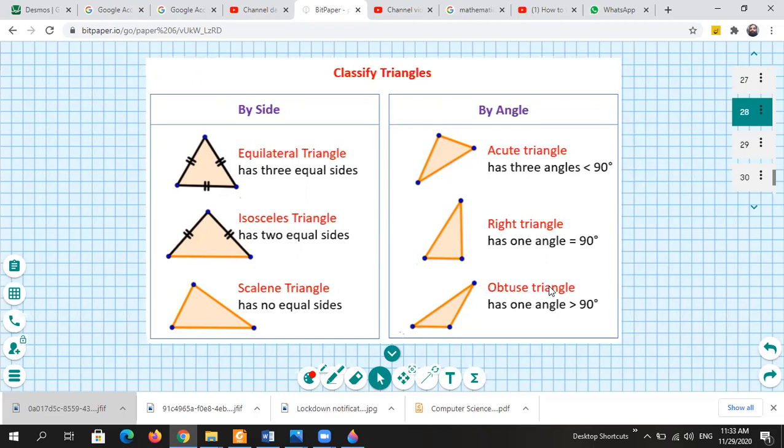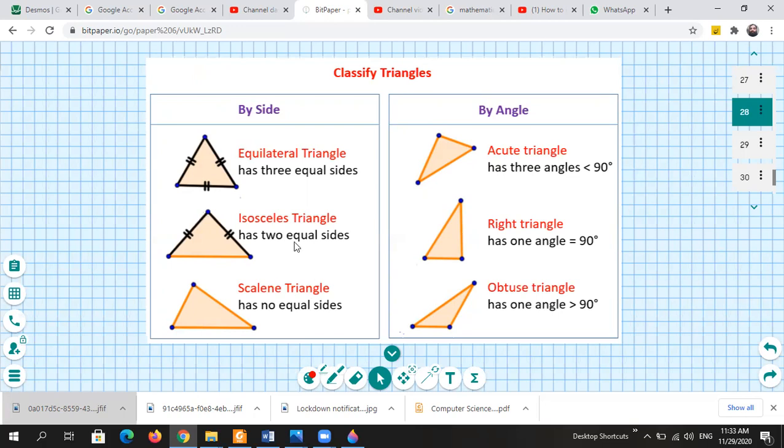By side, we have three types of triangles. Number one, equilateral triangle. An equilateral triangle has three equal sides. It means all the sides are equal in this triangle. And the second one is isosceles triangle. In this triangle, we have two equal sides. You can see that these lines which have been drawn with black color are equal. So these two equal sides make this triangle an isosceles triangle.